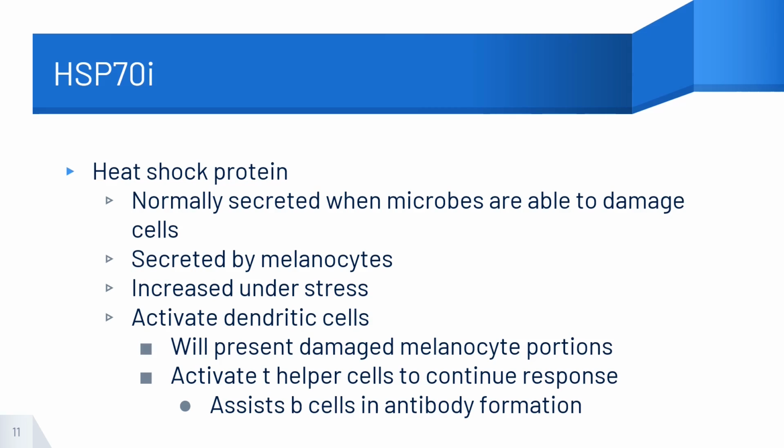And then for the CD4 T cells, they're going to help B cells to create antibodies for the melanocytes. And this is also seen commonly in vitiligo patients, where they have an increased number of melanocyte antibodies circulating within them, and this is thought to be where they come from.